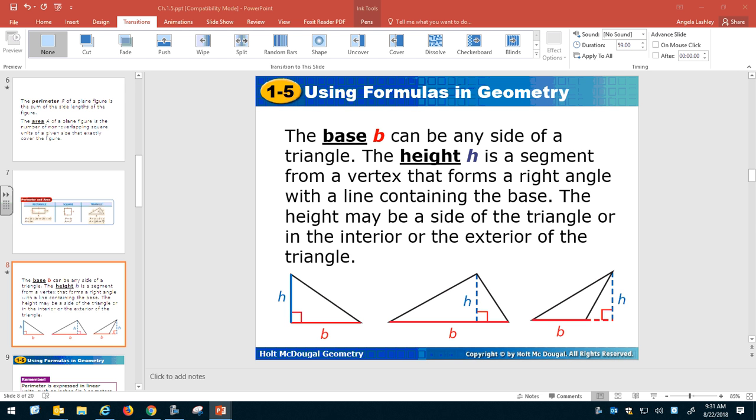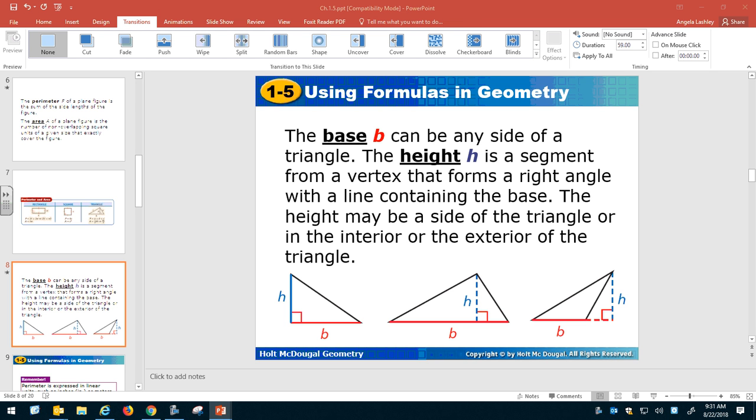But you can't do that if you go over here to this little piece. So that's why they say that sometimes you have to extend out the base, and then your height ends up being outside your triangle, perpendicular to the line that would contain your base. So sometimes your pictures are going to show your height outside the triangle, but the triangle is still just this part. You guys seen pictures like that before? Okay. All right.